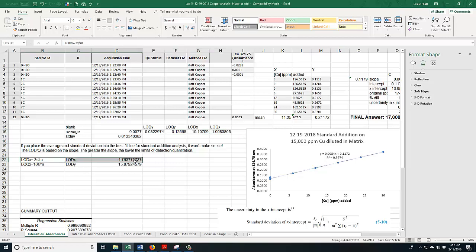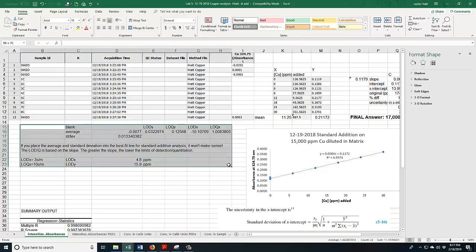So these are better definitions for LOD and LOQ than the prior ones that we did with last week's lab. This gives us a total of about 4.7 or 4.8 for my LODX, and then for my LODY about 15.9, both of those being ppm. All right, so that's step one. It's just kind of understanding this.